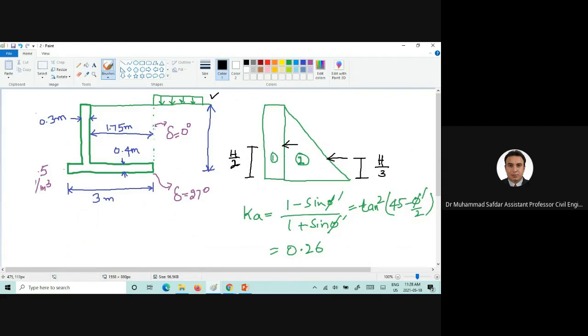it's better to use the Rankine lateral pressure coefficient Ka, which we can find out using this equation, 1 minus sine phi prime divided by 1 plus sine phi prime, or we can also use square of the tangent of 45 minus phi prime divided by 2. So please note down this Ka value because we are going to use it in solving this problem.